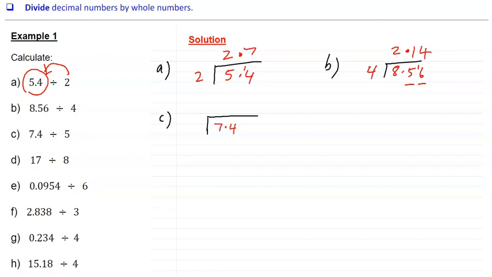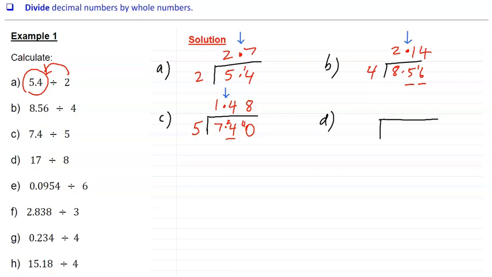Part C. Draw the bus shelter. Big number under the bus shelter. Small number wants to fit into the bus shelter. 5 fits into 7 1 time. Remainder 2. 5 fits into 24 4 whole times. But where do I put the remainder? Draw the 0 and remainder 4 becomes 40. 5 fits into 40 8 times. Peg the rock.